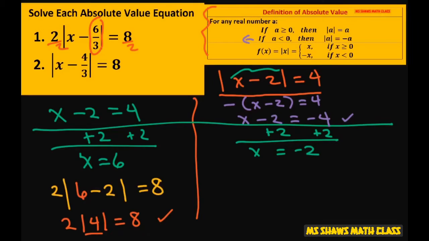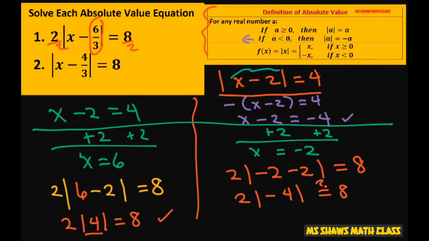For this one, we're going to get 2 times the absolute value of negative 2 minus 2. Does that equal 8? So we get 2 times the absolute value of negative 4. Does that equal 8? All right. So the absolute value of negative 4 is just 4. So you get 2 times 4 equals 8. So that checks.